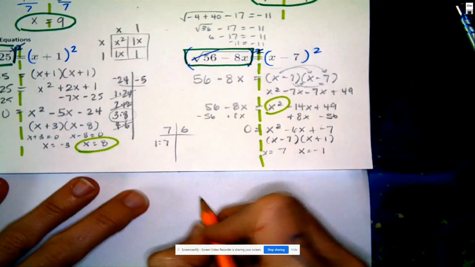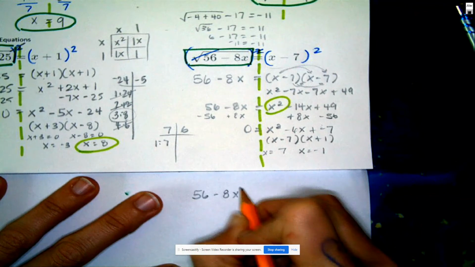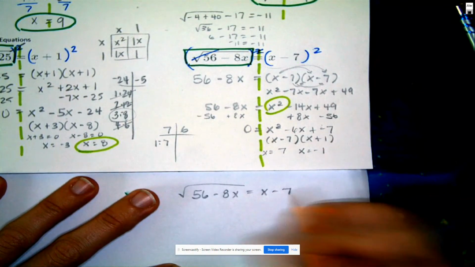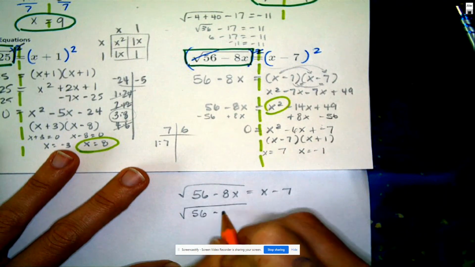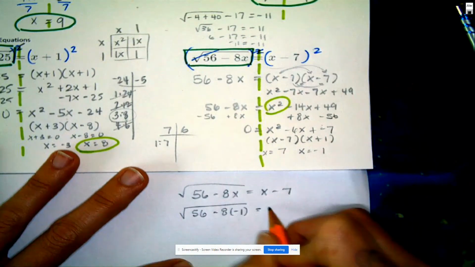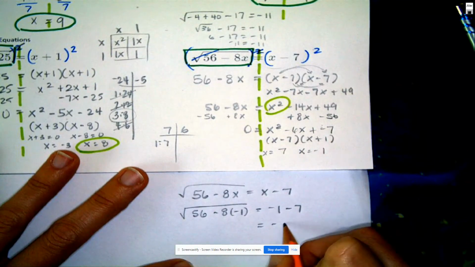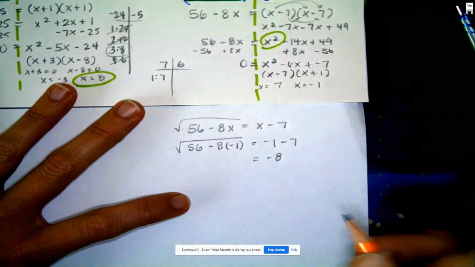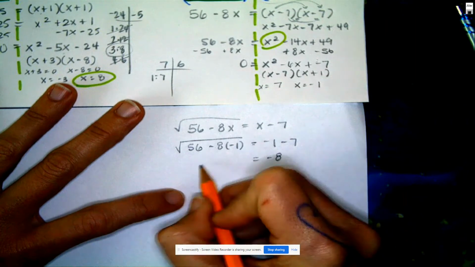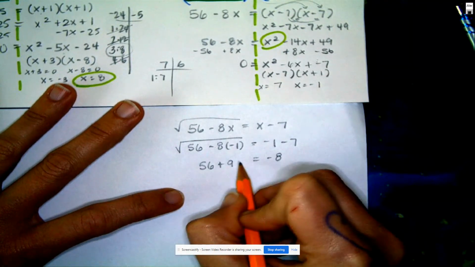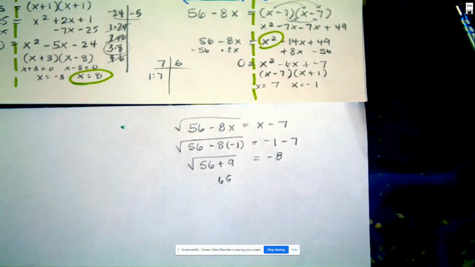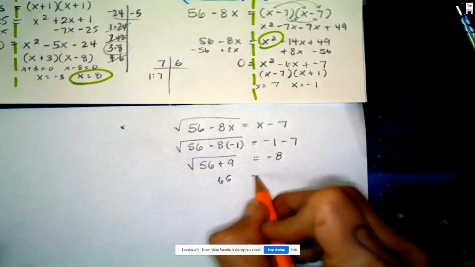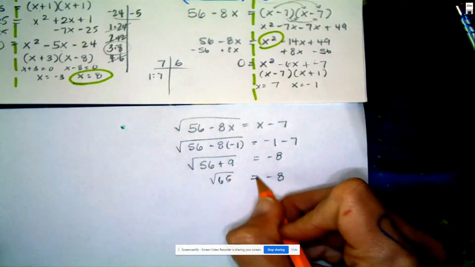So 56 minus 8x all over x minus 7. I'm going to try the negative 1 first. So 56 minus 8 times a negative 1 equals a negative 1 minus 7. We want it to come out and give us a negative 8 in the end. Negative 8 says 56 plus 9, which is going to give us 65. And the square root of 65 is not a negative 8. So negative 1 looks no good.